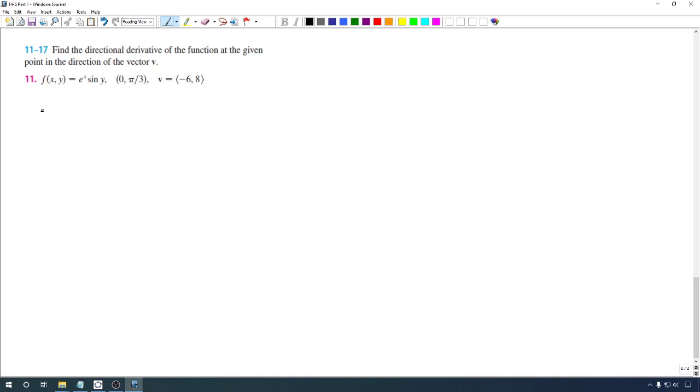So first thing we could do is go ahead and calculate our partial derivatives, because we're going to be needing those. So the derivative of e to the x sine of y in the direction of x, there the sine of y is a constant, so we just differentiate e to the x and we still are at e to the x. Same thing with y, this time the e to the x is a constant. The derivative of sine of y is cosine of y. And of course, we are mostly interested in these partial derivatives at the point 0, pi over 3.